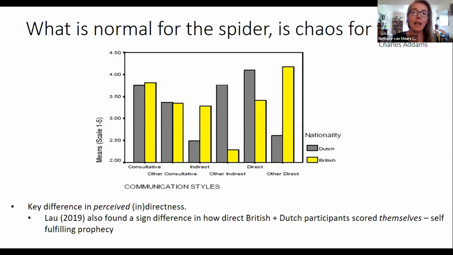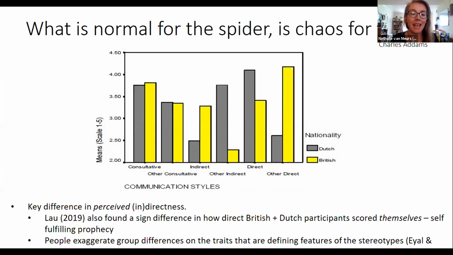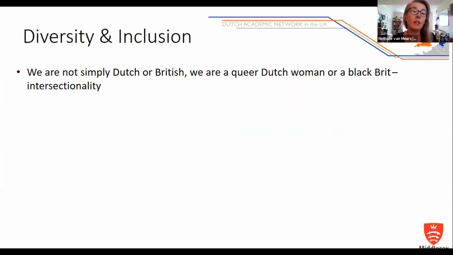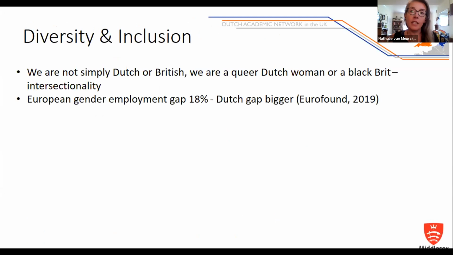And this is not isolated to communication styles. There is research out there that finds that people exaggerate group differences on the traits that are defining features of the stereotype. So for instance, Ames and Epley found in terms of gender differences that men would rate women higher on empathy than women would rate themselves. So that then links nicely into diversity and inclusion, because we are not simply Dutch or British. We are a queer Dutch woman or a Black Brit, and this is intersectionality. And it's important because this is what matters for our multicultural, diverse working environment.